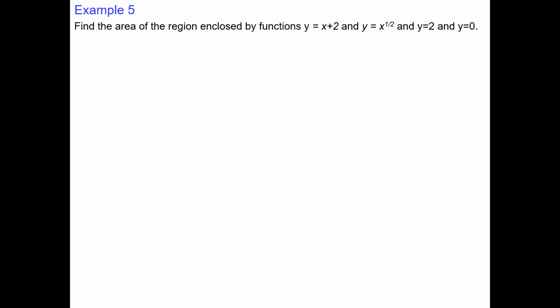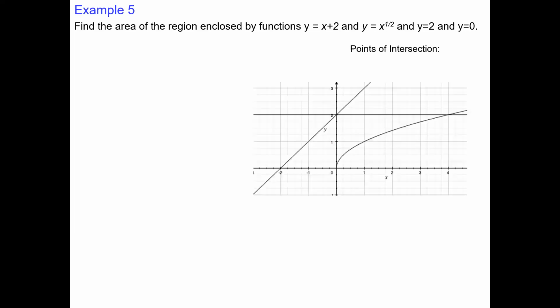Find the area of the region enclosed by the functions y equals x plus 2, y equals square root of x, y equals 2, and y equals 0. Before I start looking at the points of intersection, seeing these functions to be relatively simple, let's draw them.